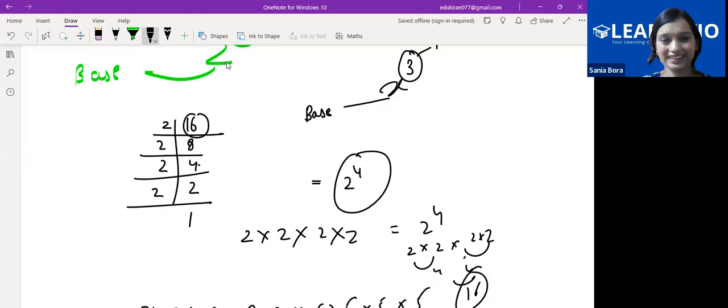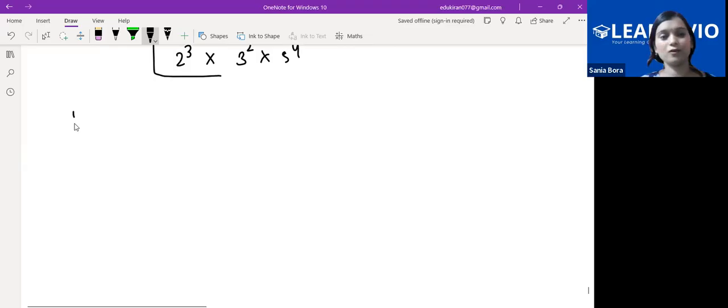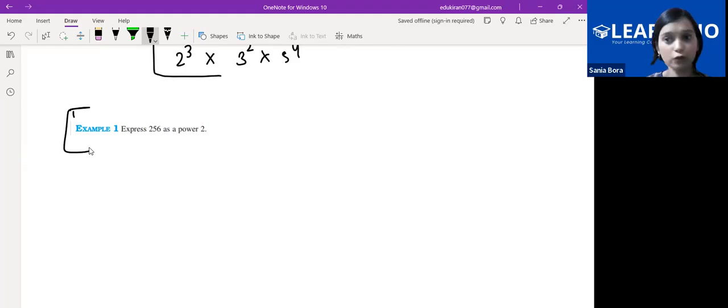Okay? Clear? So I'll just give you one question. Here you go. Express 256 as a power of 2. So you will do the prime factorization of 256 and then let's see how many 2s are there. Fine?